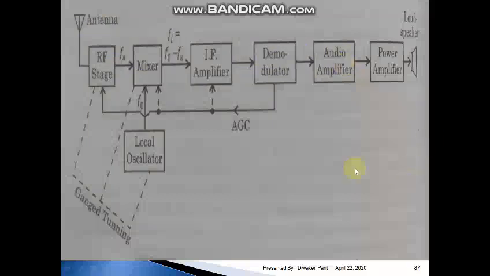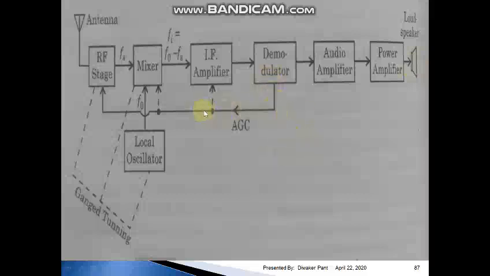The output of the audio amplifier is given to the power amplifier. Why do we use a power amplifier here? Because this output has to be given to the loudspeaker. As we know, a loudspeaker is a transducer which converts the electrical signal into a sound signal, and for giving a signal to the loudspeaker we need a high power signal, so a power amplifier is used here.